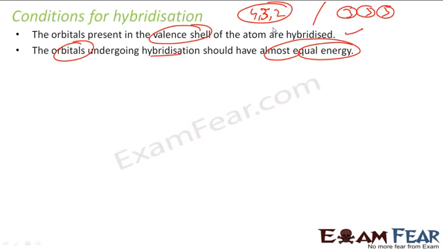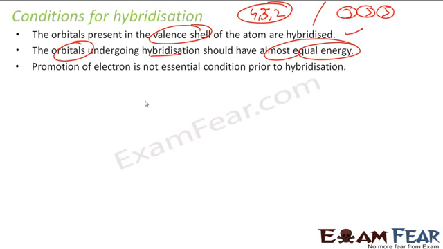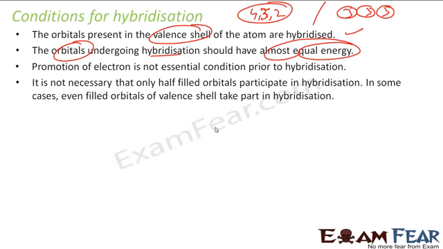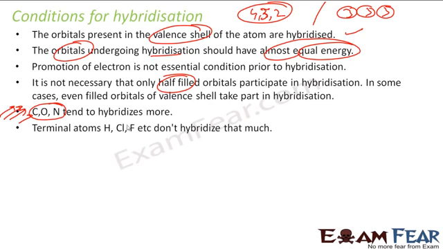The promotion of an electron is not mandatory prior to hybridization, and it is not necessary that only half-filled orbitals take part in hybridization. In some cases, even the fully filled orbitals also take part in hybridization. Carbon, oxygen and nitrogen tend to hybridize maximum. Carbon, nitrogen, oxygen, please remember these 3. They tend to hybridize maximum. Terminal atoms, such as hydrogen, chlorine, fluorine, they don't hybridize that much. But carbon, nitrogen and oxygen, they tend to hybridize a lot.